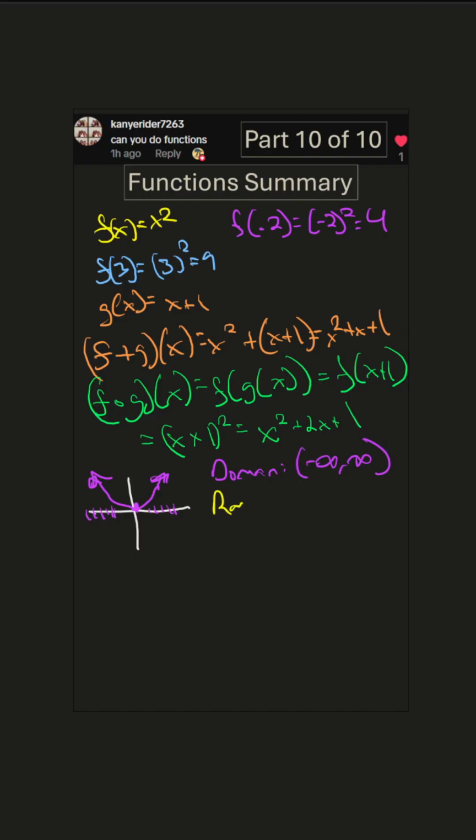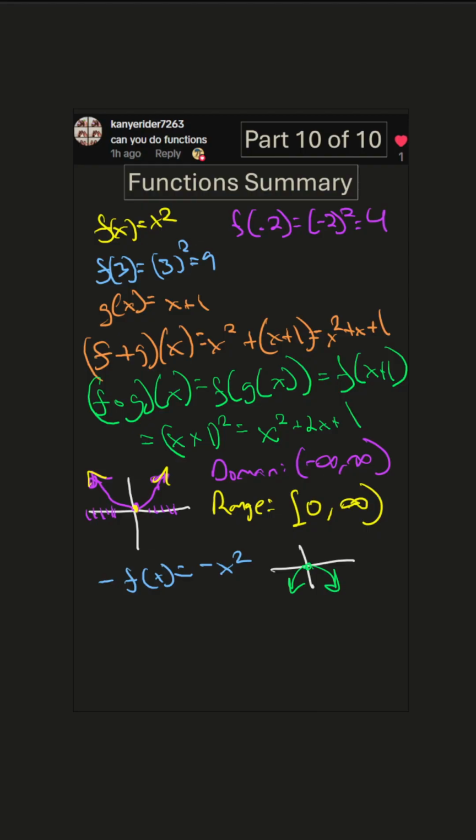How about the range? The range are the possible outputs. So the possible y values, well, as you can see, it doesn't go below 0. So 0, but it goes all the way up to infinity. Okay, that's domain and range. How about transforming? There are a bunch of ways you can transform, but let's look at reflection. So negative f of x equals negative x squared. And we can graph that like this. It just flips it like that.